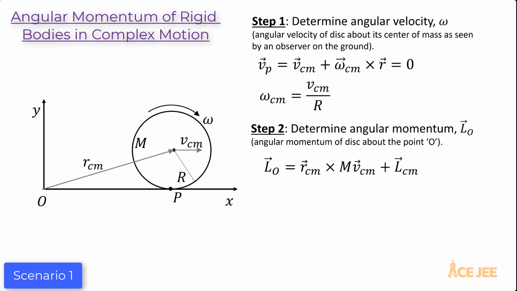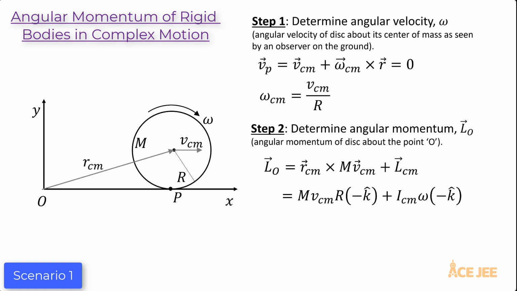So the angular momentum of this rigid body about origin O is the angular momentum of the center of mass plus the angular momentum of the rigid body about the center of mass. That is, the position vector of the center of mass cross mVcm, which will reduce to mVcm r, r being the radius of the disk, times minus k cap, minus because the direction of momentum is into the plane or towards the negative z direction.